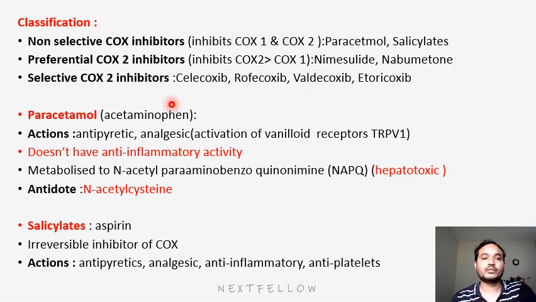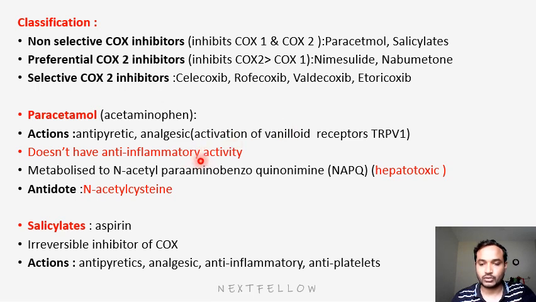First, an example of a non-selective COX inhibitor: paracetamol, also known as acetaminophen. Its actions are antipyretic and analgesic. The analgesic action is mainly through the vanilloid receptors, that is the TRPV1 receptor in the brain, and that is how it produces the analgesic effect. Paracetamol has only two actions, antipyretic and analgesic. It doesn't have anti-inflammatory activity.